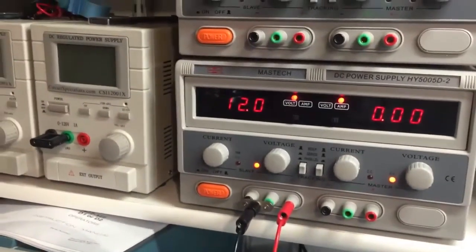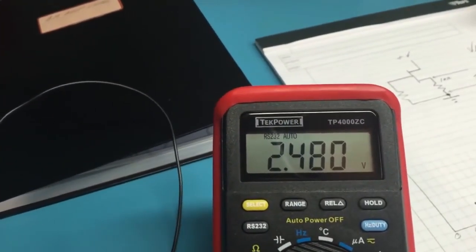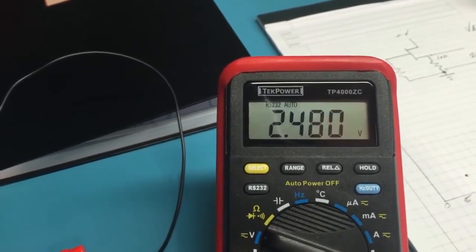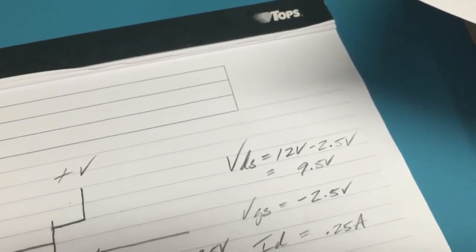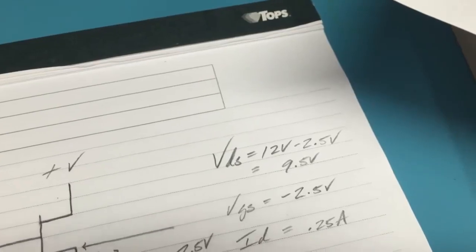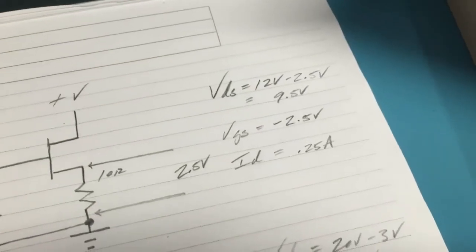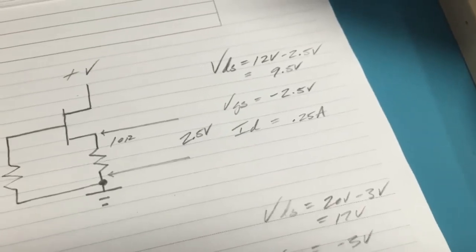And then what we do is, in this case, we're applying 12 volts to the drain, and then we measure the voltage across that 10 ohm power resistor. And you can see we got about 2.5 volts. And what that tells us is that our drain to source voltage is the power supply voltage minus what we're dropping across that resistor, which leaves us with 9.5 volts. The gate to source voltage then is minus 2.5 volts, and the drain current is 0.25 amps.